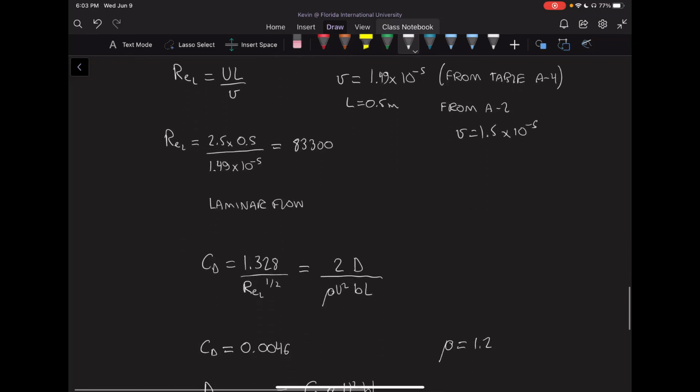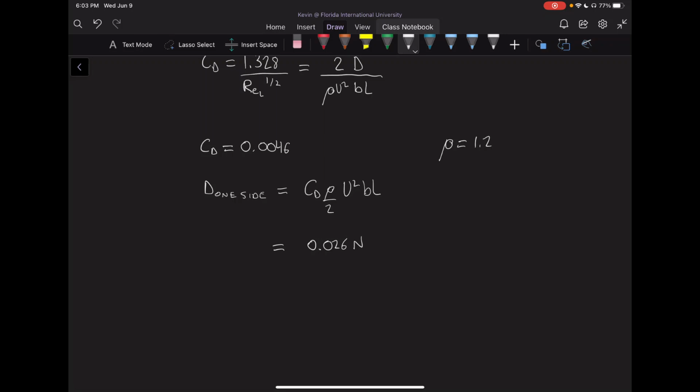Okay, so moving forward, we have found our drag for one side. So now the next thing we have to do is find our boundary layer thickness.